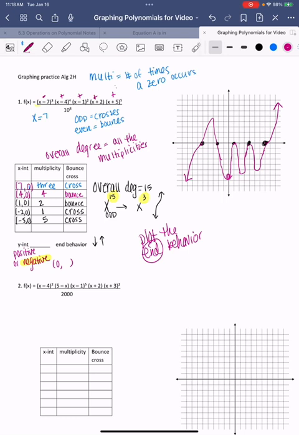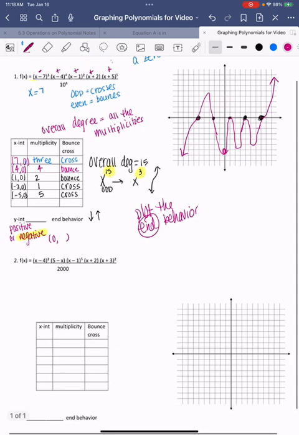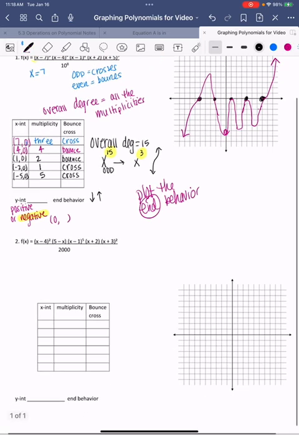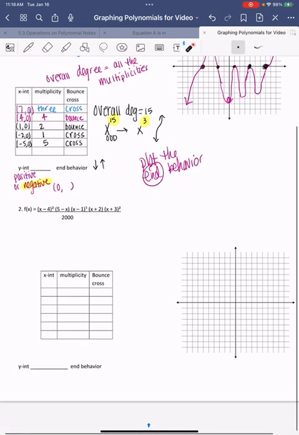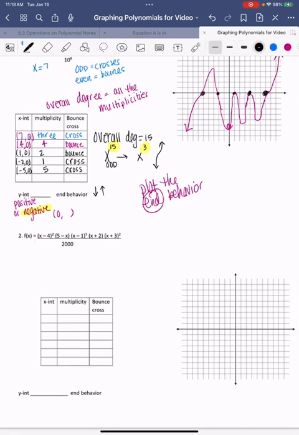Okay, so we're going to do another one. Same deal, I'm going to start with my x-intercepts and their multiplicities. X minus 4 squared, that means the 0 is at 4, 0. Multiplicity is 2, 2 is even, even bounces. 5 minus x, be careful with that. If you take 5 minus x, which is the factor, and you set it equal to 0, you get x is 5. The multiplicity is 1, cross.